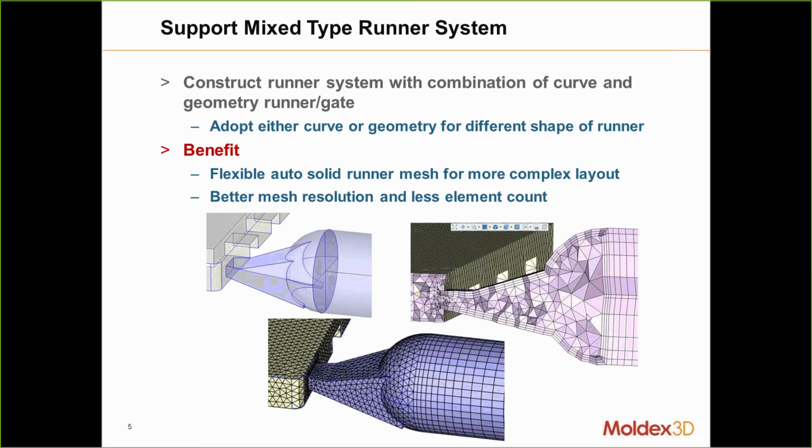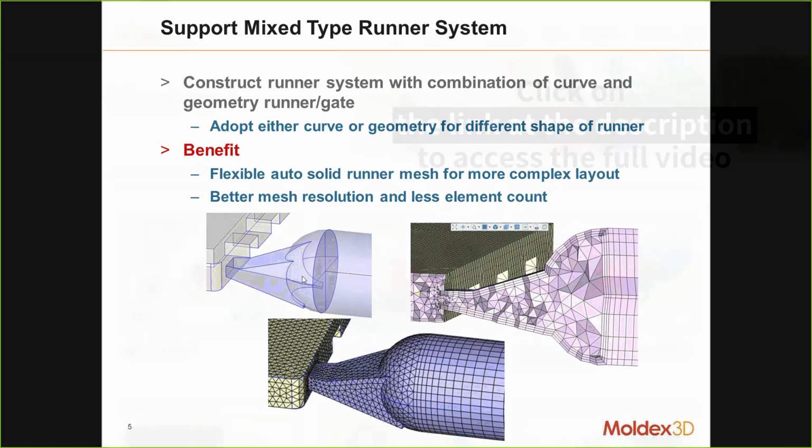So with our new enhancement here, we are able to combine the two, basically creating a line-defined runner system for the bulk of the runner system, and then for maybe the gate geometry or maybe the cold runner section of your system, you can import that geometry rather than having to approximate with that.